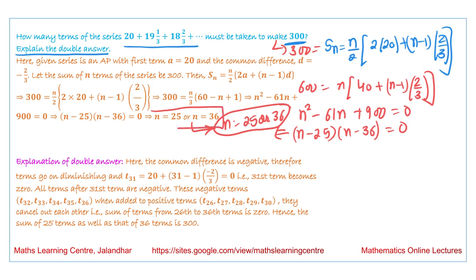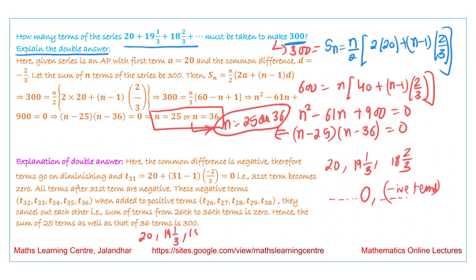Now, why are there these two values of n? Because if we write the terms, it is 19 whole 1 by 3, then 18 whole 2 by 3, and continuing in this way, there will be a term 0, and after this there will be negative terms. So I am again writing these values: 20, 19 whole 1 by 3, then 18 whole 2 by 3, and so on up to T25, then we continue in this way, and there is a term T36, and so on.